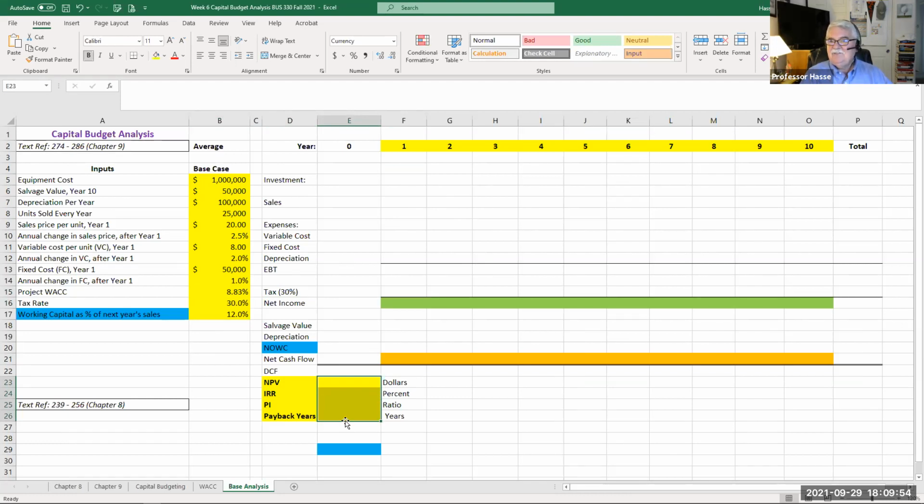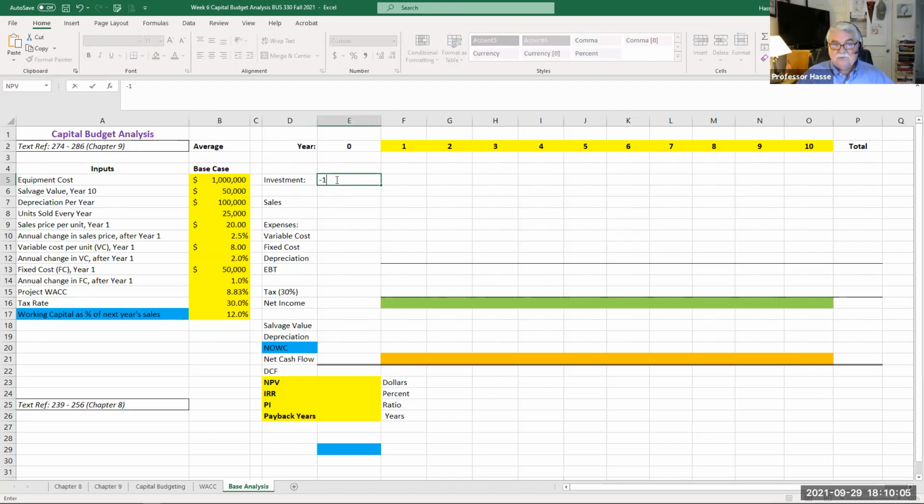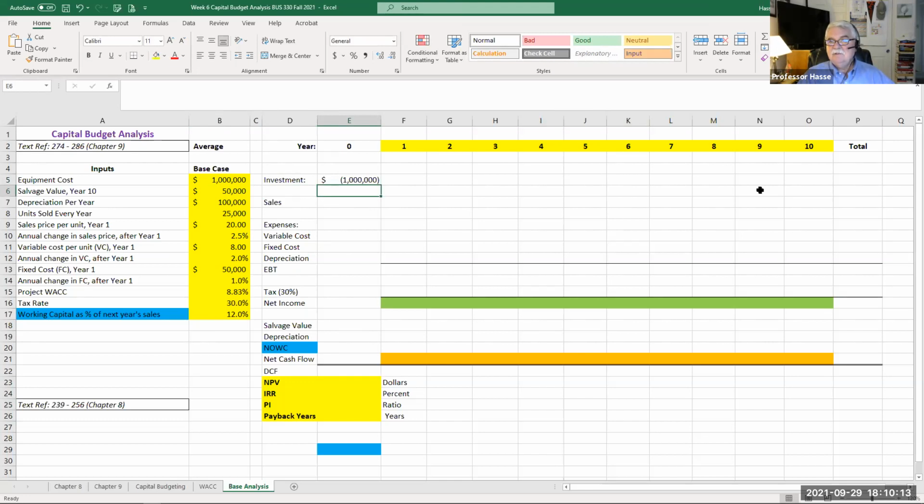This company now has selected a piece of equipment that's going to cost them $1 million. Okay, that's our investment. We're going to invest $1 million. This investment has a depreciable life of 10 years. So we can depreciate that $1 million over 10 years.